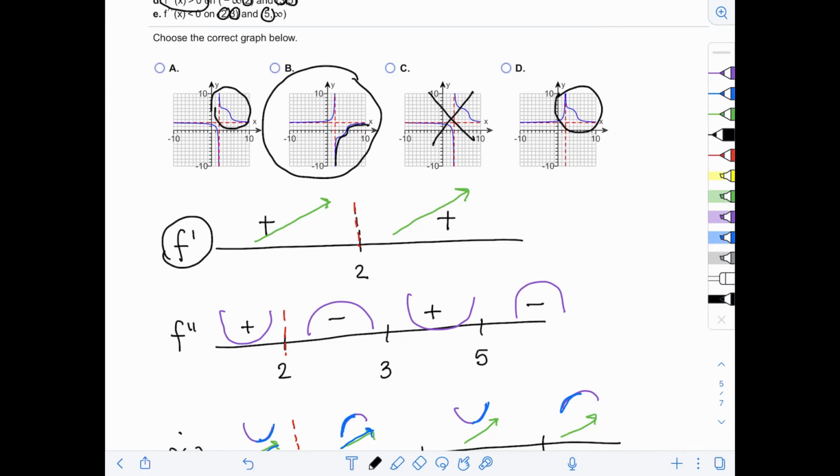So anyways, I hope that helps with this section 5.4 and putting all of it together, what we've learned in the first three sections of this chapter.